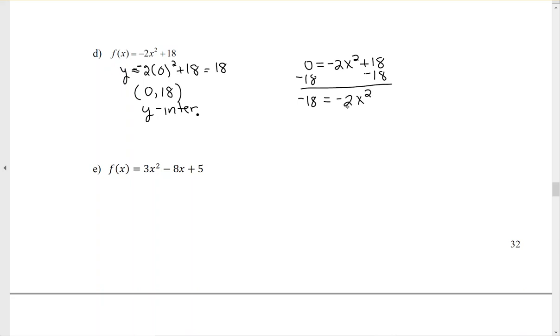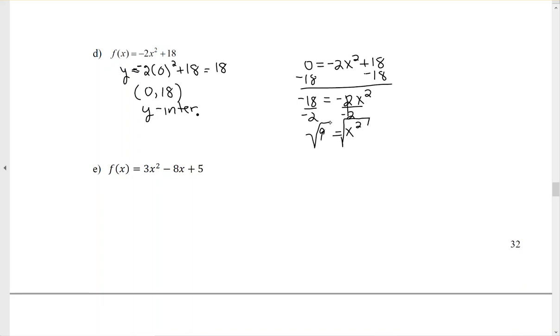Then to finish out, I want to get rid of the negative 2. It's hooked by multiplication. So divide both sides by negative 2. So a negative 18 divided by negative 2 gives me positive 9. But that's x squared. We want just x. And keep in mind, this is a degree 2 problem, so we should end up with 2 answers.